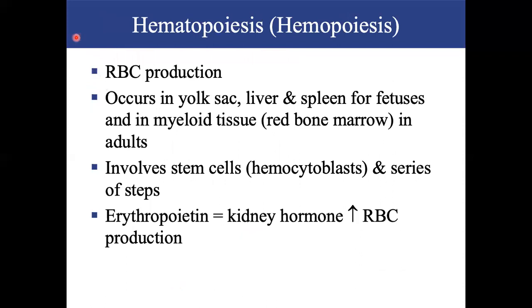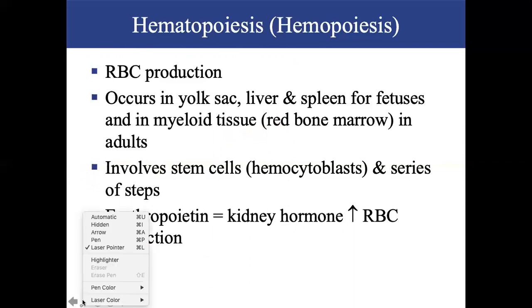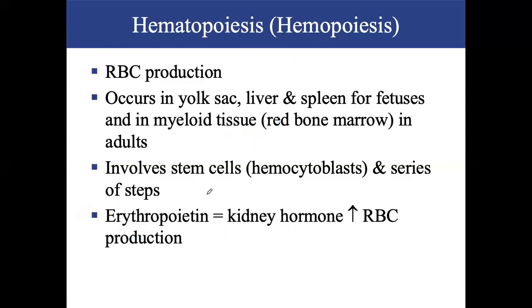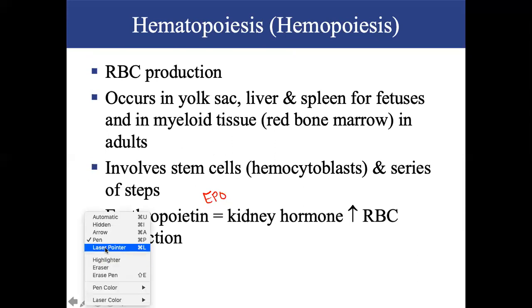Okay, let's move on. So hematopoiesis or hemopoiesis is red blood cell production. Where does it occur? It occurs in the yolk sac, liver, and spleen for fetuses, and in myeloid tissue, which is our red bone marrow in adults. It involves stem cells, hemocytoblasts, and a series of steps. What regulates this? A hormone called erythropoietin, or EPO for short, right? It's a hormone that your kidney makes, and it increases red blood cell production.